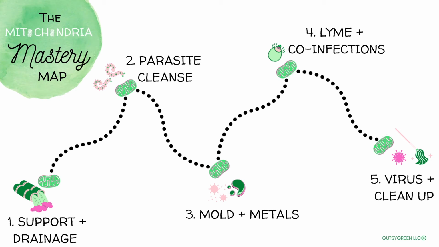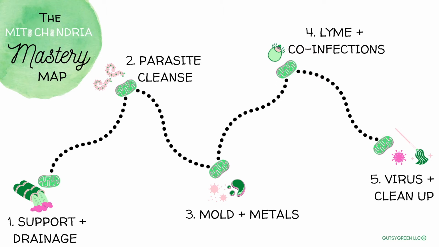So what is the Mitochondria Mastery Map? This map summarizes my signature 5-step process for walking clients through cellular healing. So we begin first with support and drainage. Second is parasite cleansing. Third is addressing mold and metals. Fourth is rooting out Lyme and other co-infections, as well as any other pathogenic bacteria that might be there. And finally, we focus on viruses and retroviruses, and we clean up.